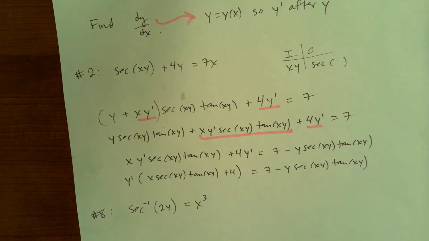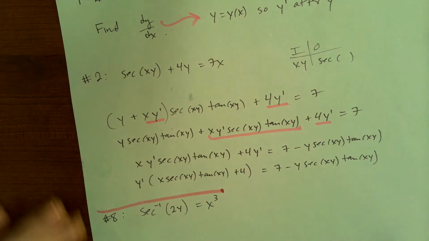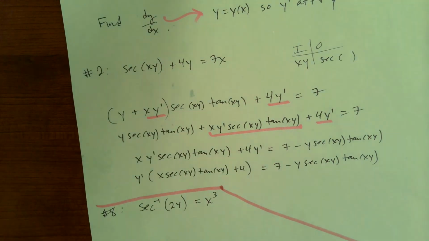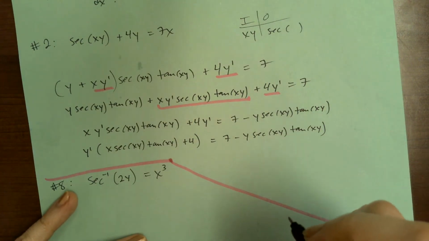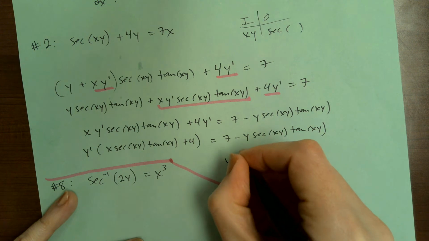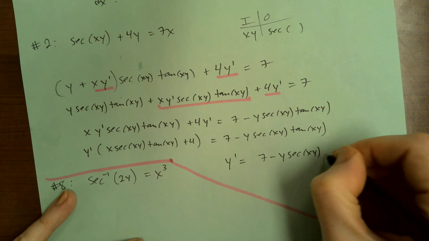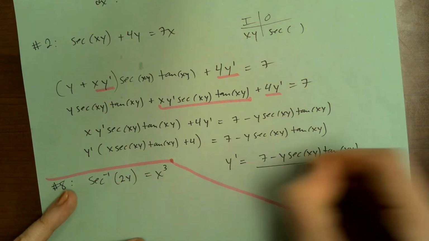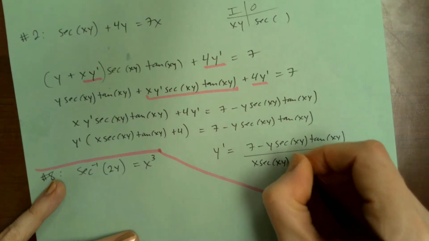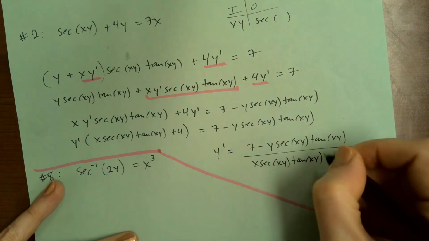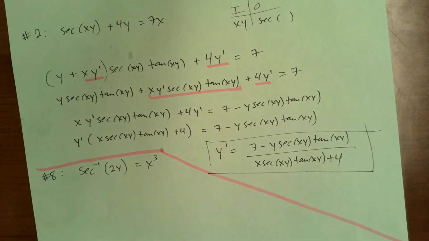I need more room. Like this. I don't need that much room. All right, and then we get y prime, which is the same as dy dx. Okay, there's that. All right, let me do this next one.